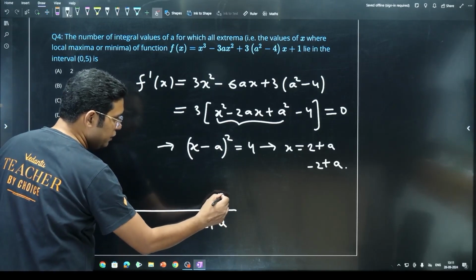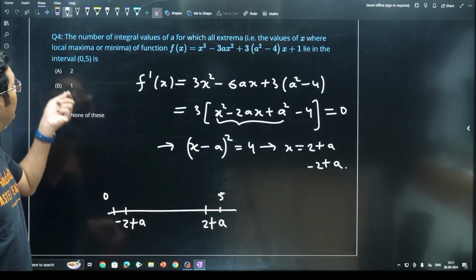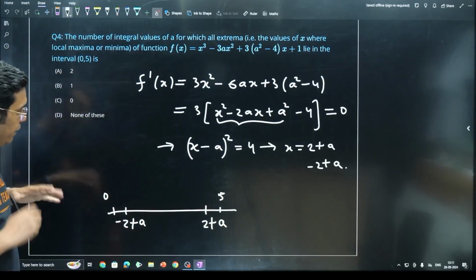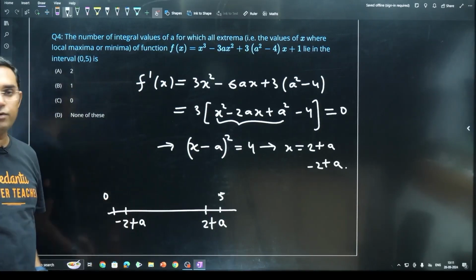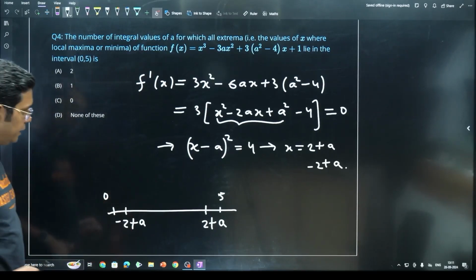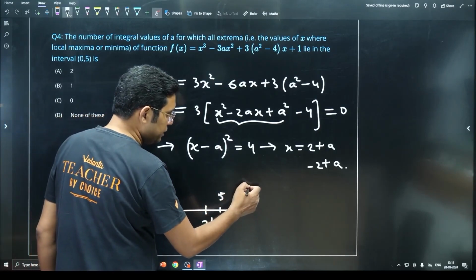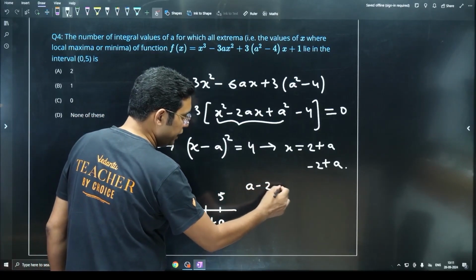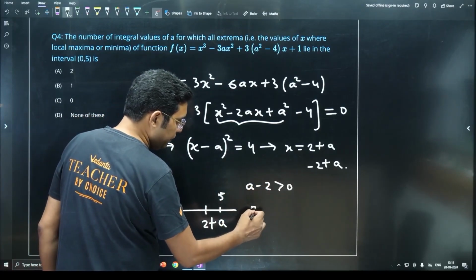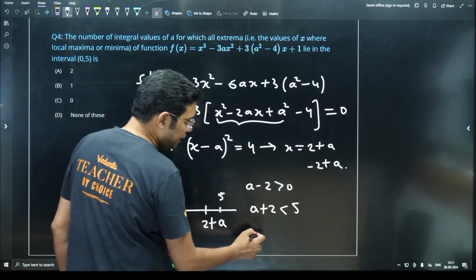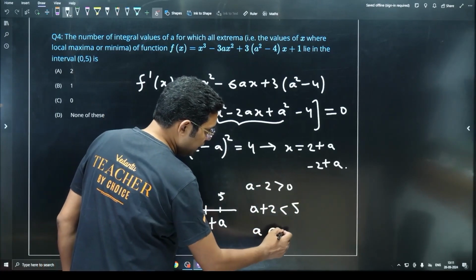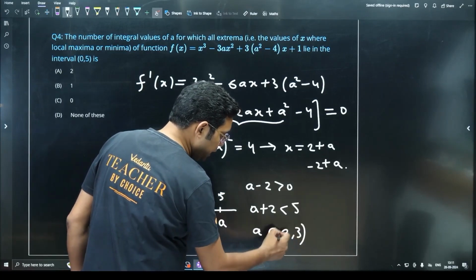So 0 and 5 should be situated like this. In fact, we are given the open interval (0, 5), so 0 cannot be equal to minus 2 plus a, likewise 5 also cannot be equal to 2 plus a. So what we want is a minus 2 to be greater than 0 and a plus 2 to be less than 5. So from this we get a to be from 2 to 3, open bracket.